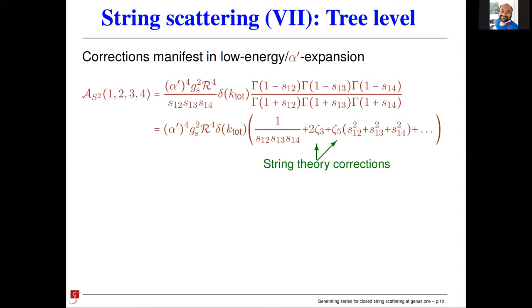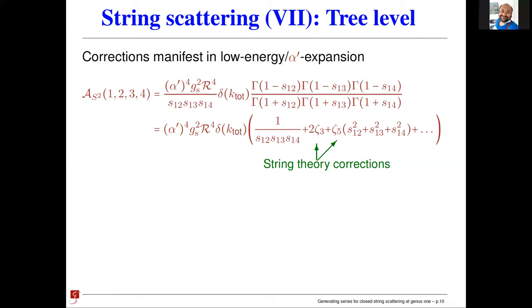Yeah, so this string theory corrections, is it like, so as you say that this 1 by S12, S13, S14, this is basically related to the Einstein gravity. Mm-hmm. But these corrections you can treat as the higher derivative terms in the action. That's right, exactly. So in terms of an effective space-time action, you would describe them as the Einstein term, and these you would write as higher derivative corrections to the Einstein term.